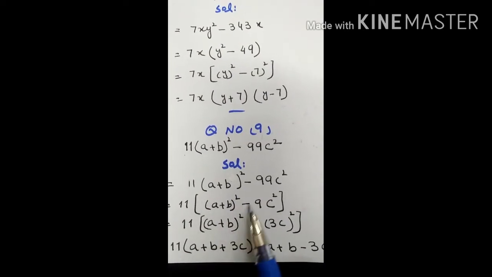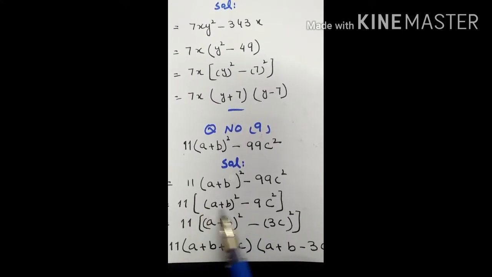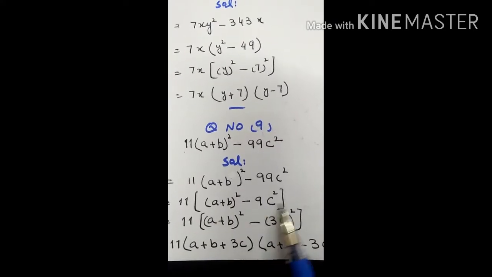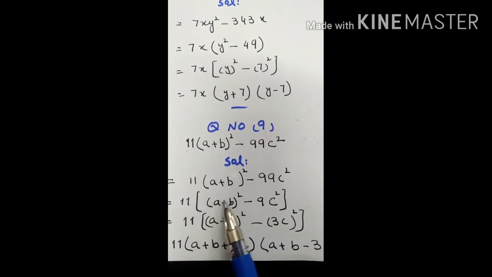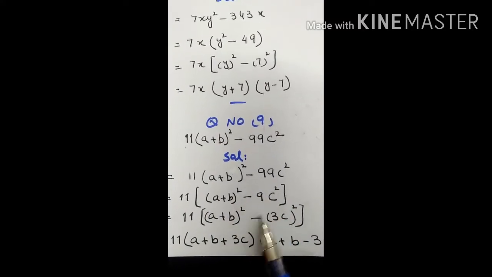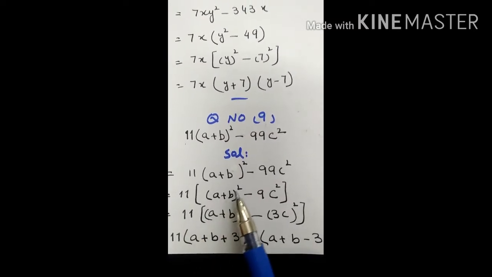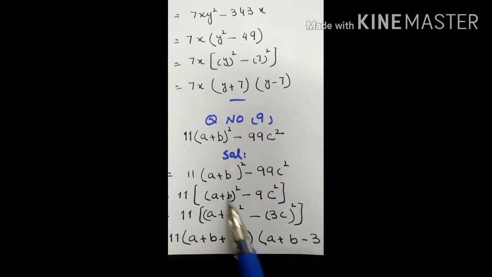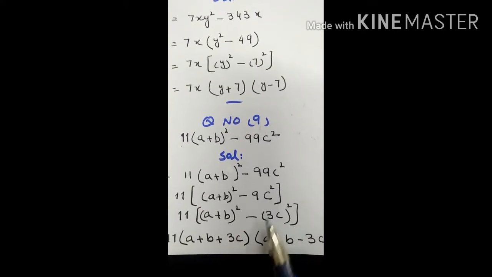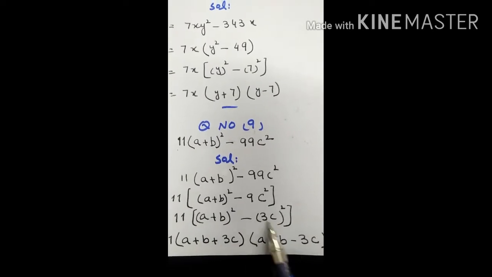Now don't be confused with this value, (a plus b) whole square. Consider that this is only a single value, and this is another value. So according to the formula, a square minus b square, convert it. 11 will be taken as it is. (a plus b) whole square, that means first value square, minus 9c square means (3c) square. Now this is a, this is b.